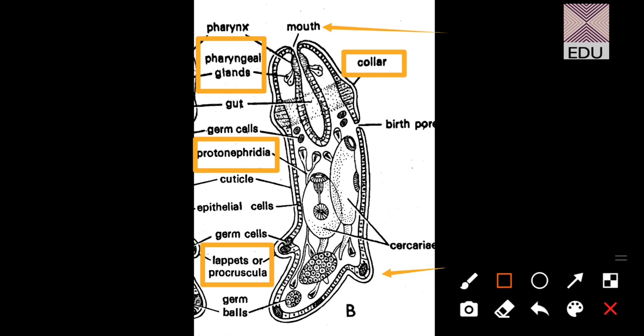And again it has got the germ cells. So these are the germ cells. And what the germ cells are forming, they are forming the next larval stage, which is the cercaria larva. So here you can see a single cercaria. This is another cercaria which is present inside this redia larva. So they are making the next form, the cercaria larvae.